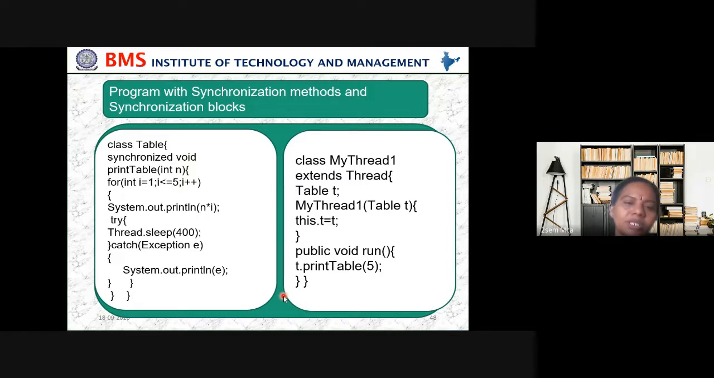Try Thread.sleep 400, then catch and System.out.println. Then class MyThread extends Thread, with Table t; MyThread takes a Table t, this.t equals t, and public void run calls t.printTable 5.